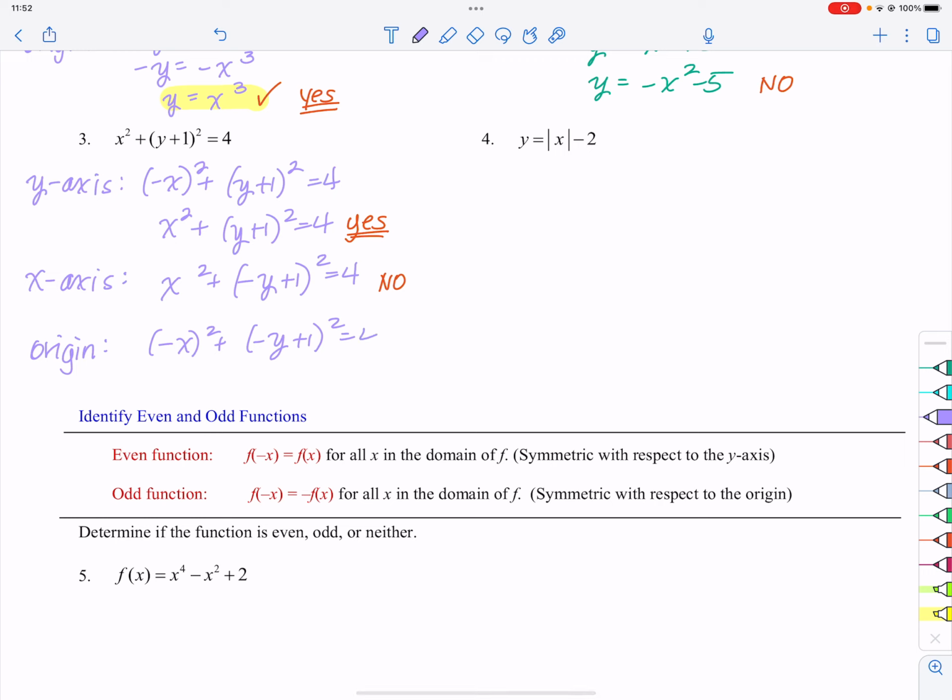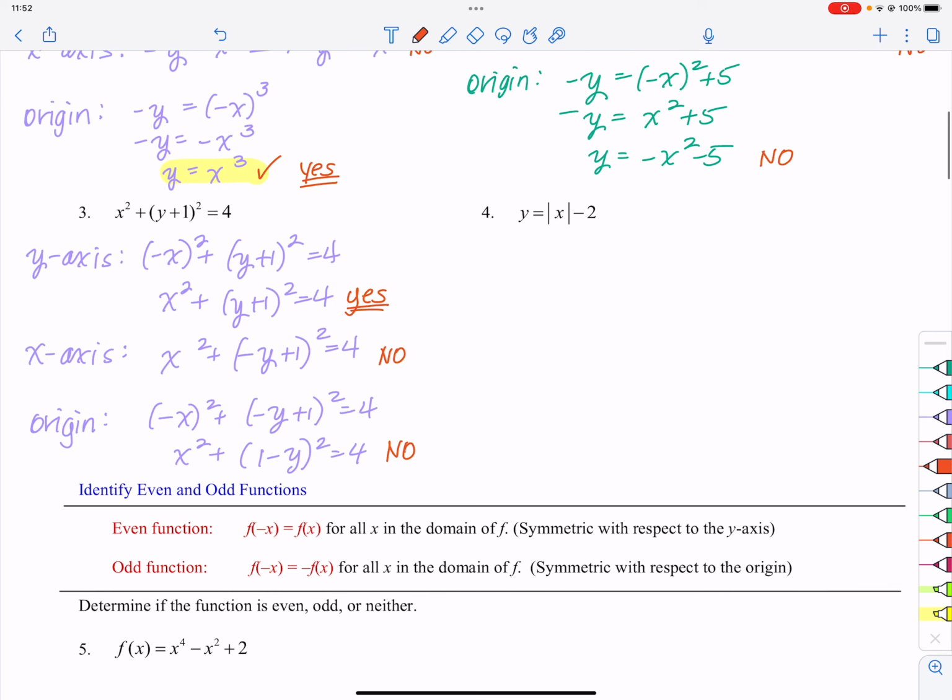And that comes out to be x squared plus, and you could even switch this around, you could say (1 minus y) all squared, but that's again a no. So we are symmetric with respect to the y-axis only.